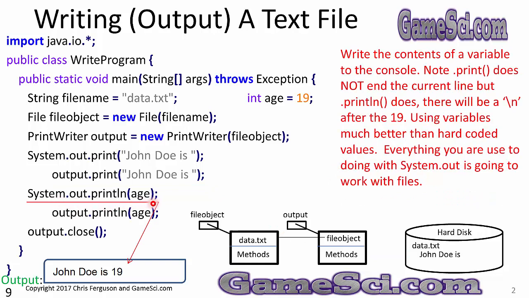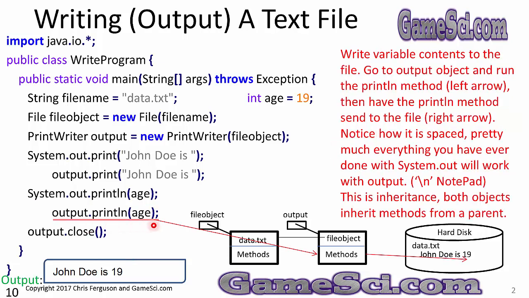System.out.println(age) outputs the contents of the age variable to the console. So we write the contents of a variable to the console. Note that .print does not end the current line, but .println does. There will be a \n after the 19 outputs here. Using variables is much better than using hard-coded values. Everything you are used to doing with System.out, including printing variables, will work exactly the same with files.